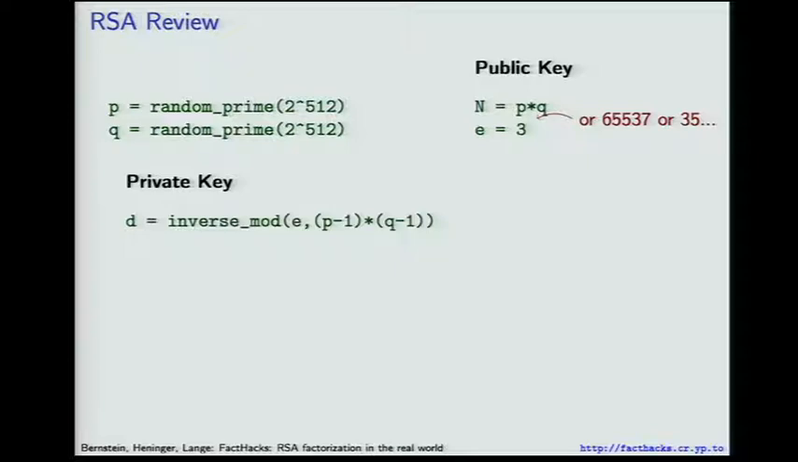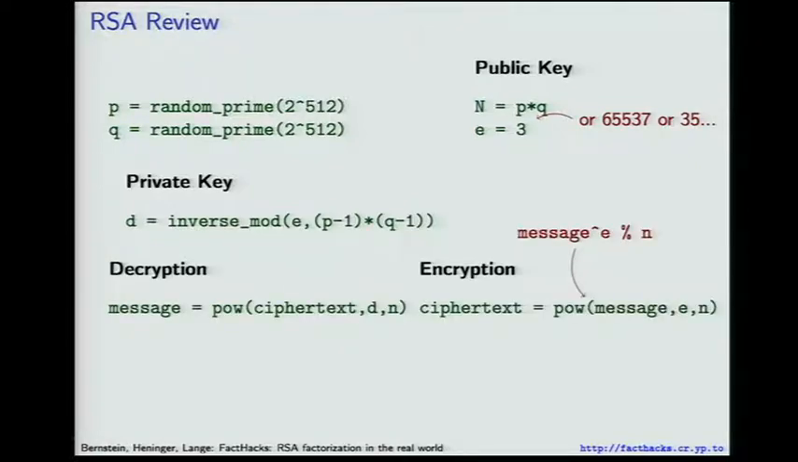Now, in order to generate a private key, you choose D, the decryption exponent, to be the modular inverse of E mod (P minus 1) times (Q minus 1). It doesn't matter so much why for this talk, but here is the command to do this in Sage. So now we have a public key and a private key that are pairs. In RSA, if you want to encrypt a message, you raise your message to the Eth power mod N. You can do that with your public key here. Similarly, for decryption, you raise the ciphertext to the Dth power mod N, and that will give you the message back out again. Fairly simple.